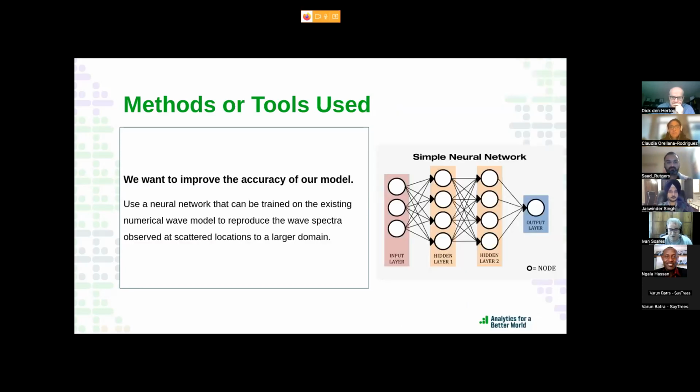So the idea is, what can I do to improve the quality of the model? And I want to use a neural network. Okay, I want to use a neural network that can be trained on the existing numerical wave model to reproduce the wave spectra that is observed in some locations to a larger domain.